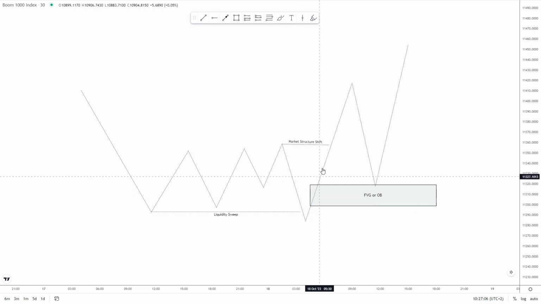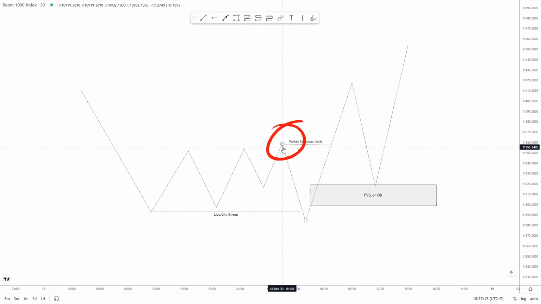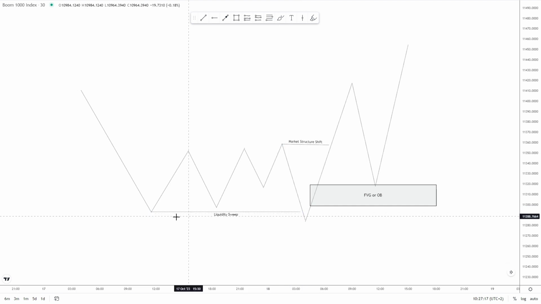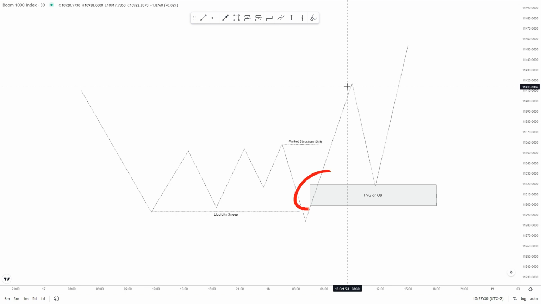Then we need a big impulse move that's going to change the market structure. So we break the high of this leg that took out this low that formed the liquidity sweep. So liquidity sweep happens, market structure shift. Then there's two ways of entering. You can either enter from a fair value gap or from an order block. What I've found works the best is if there's a fair value gap above an order block at the low as well, that's a really high probability trade.